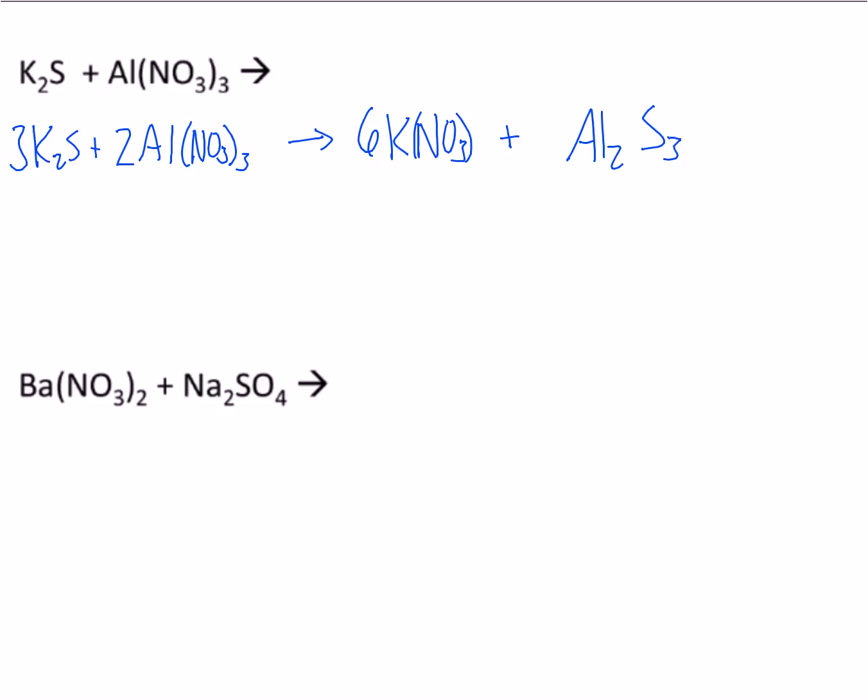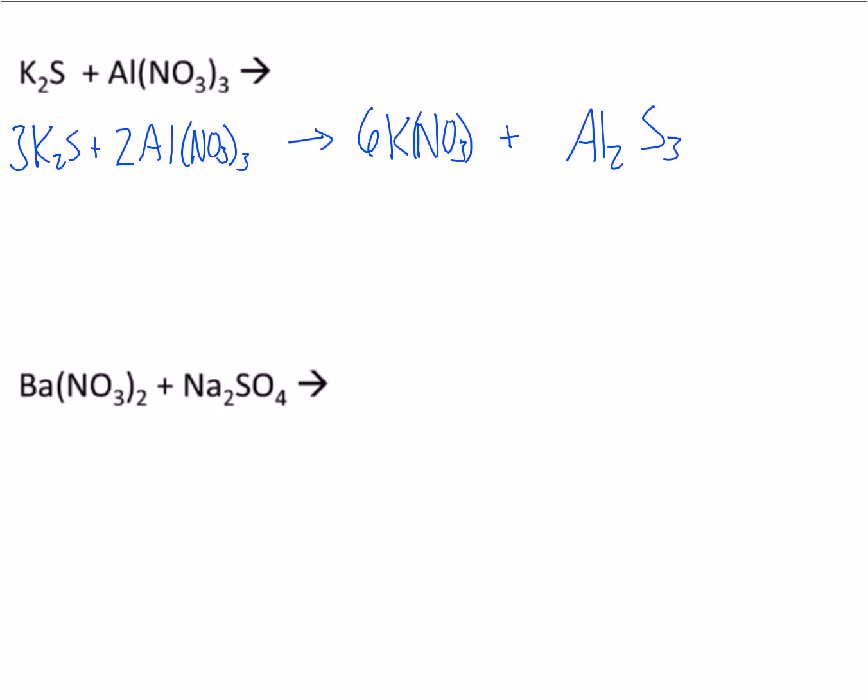Now, after it's balanced, what's our next step in the net ionic equation process? Before we can split them up, we have to have our states of matter, guys. Before we can do the complete ionic equation, our CIE, we have to look at our states of matter because that's what's going to tell us which ones we can break up or not.